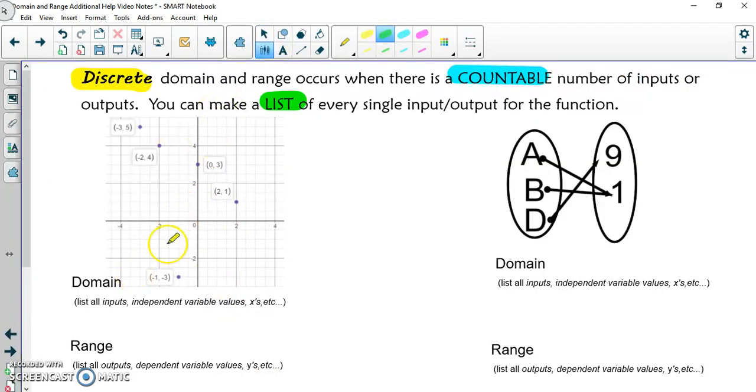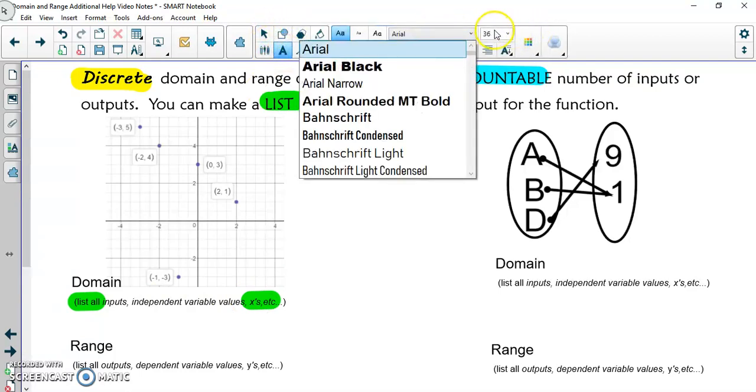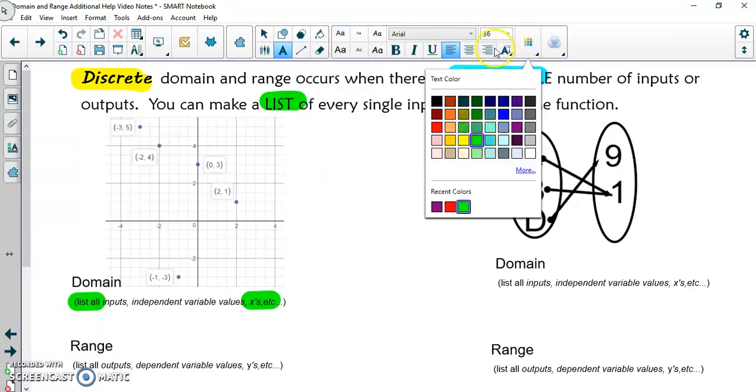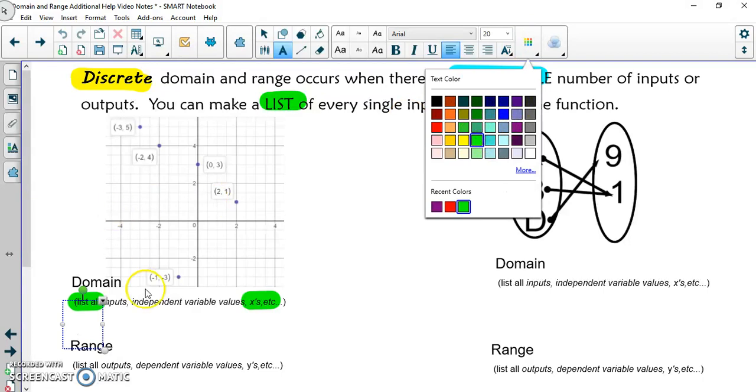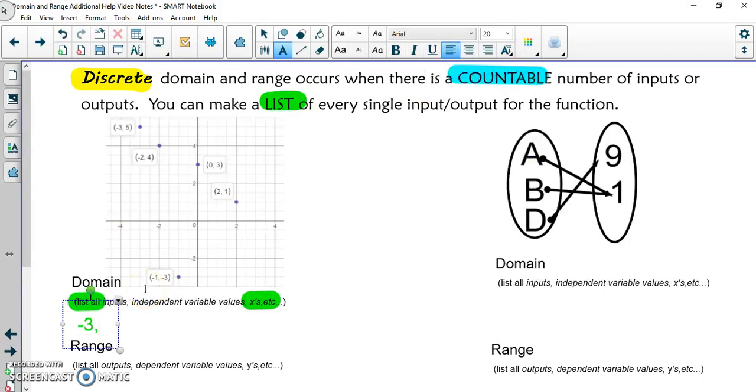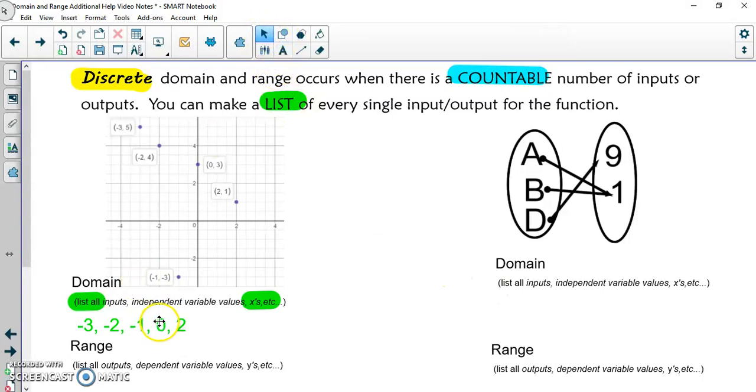So for this first example, if I was going to list all of the inputs, when I have a graph, it might help me to list all the x values on that graph. I'm just going to go in order from smallest to biggest. So the first x value on that graph is -3, and then the next x value is -2. The next point has an x value of -1. Then there's an x value of 0 and an x value of 2. So the only x values that you will see on my graph are these.